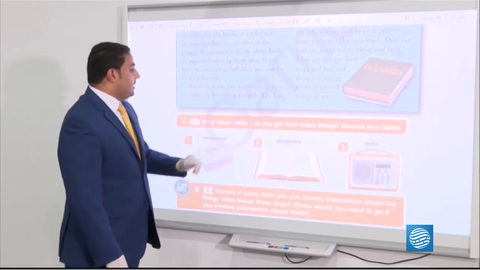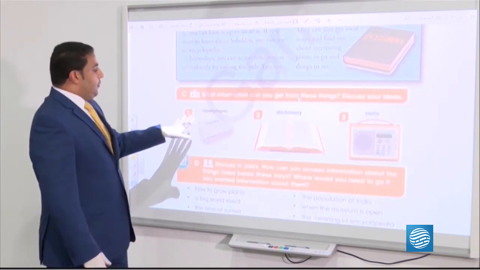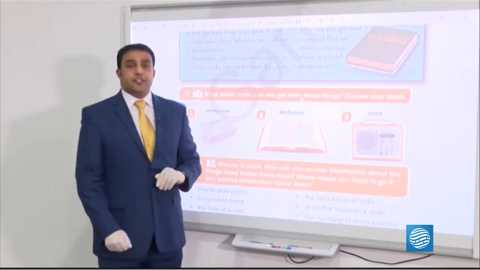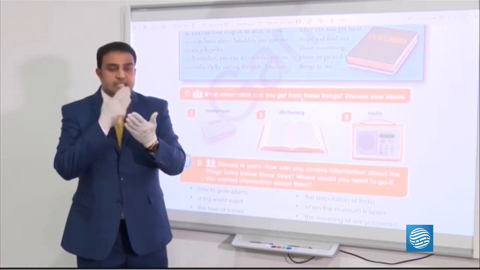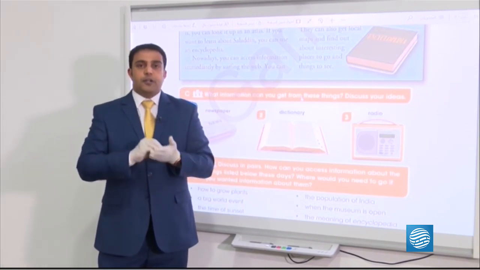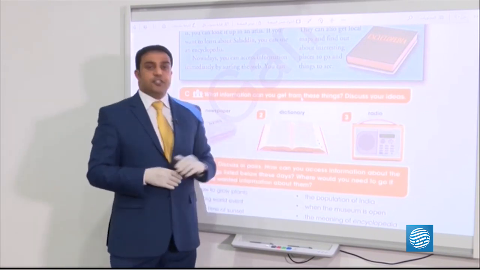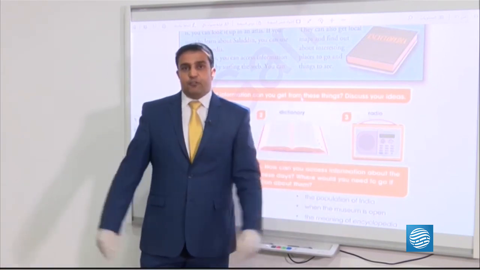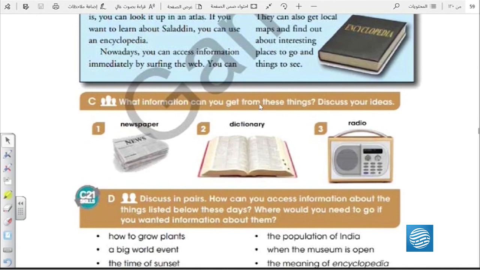What information can you get from these things? We have here 3 things, or ways of sending information. What information can I get from these things? 1, 2, 3. This is a newspaper. So what can I have from this newspaper? News, very good. Information about something. Articles as well, very good, awesome. Dictionary. As I said before, a dictionary is a book where you can look for a word or the meaning of a word and you find it. So what can I get from a dictionary? Meaning of words, very good. Okay, radio. Of course, we all know radio. So what can I get from radio?